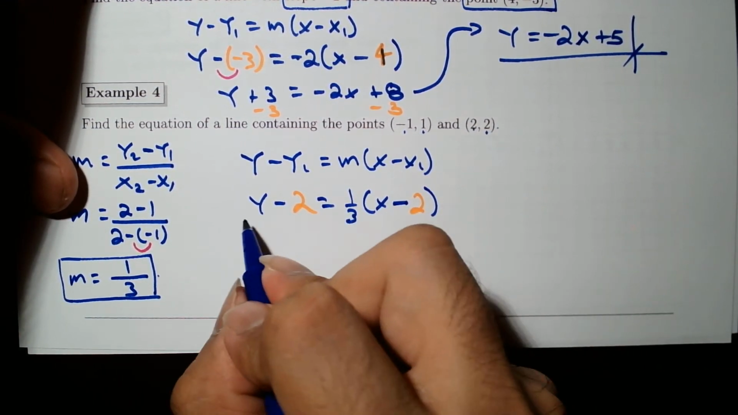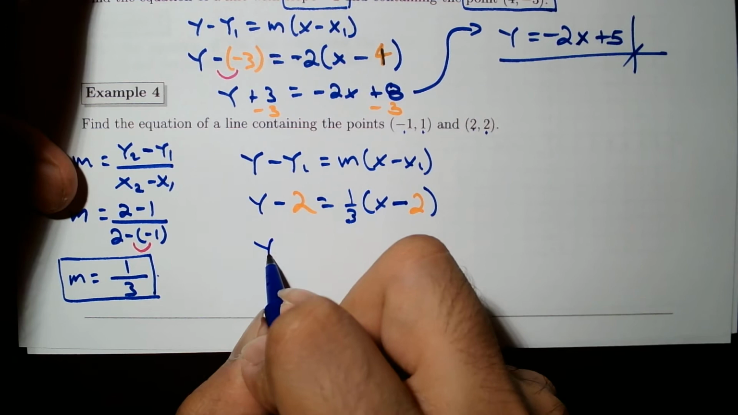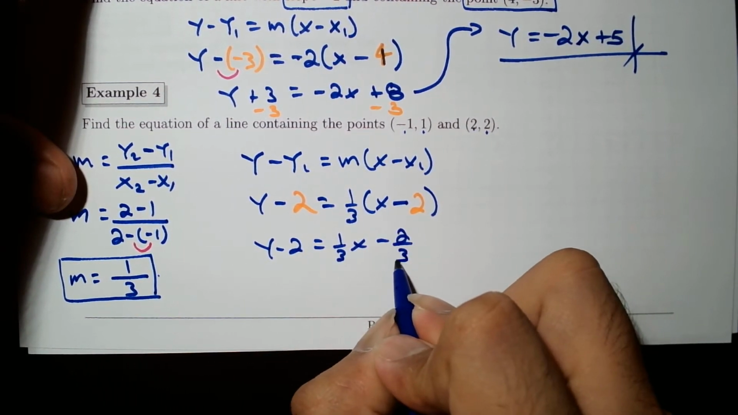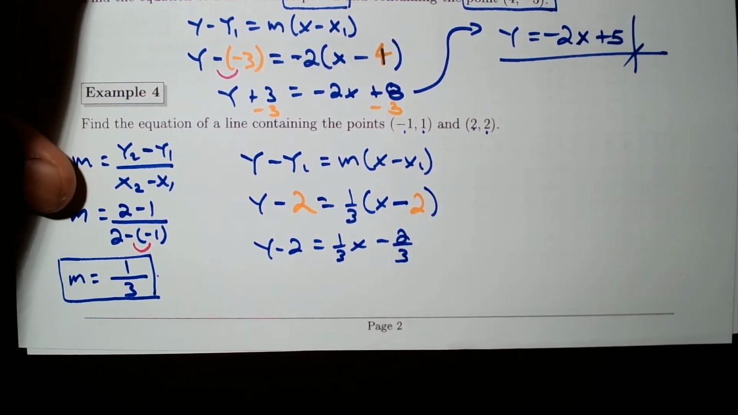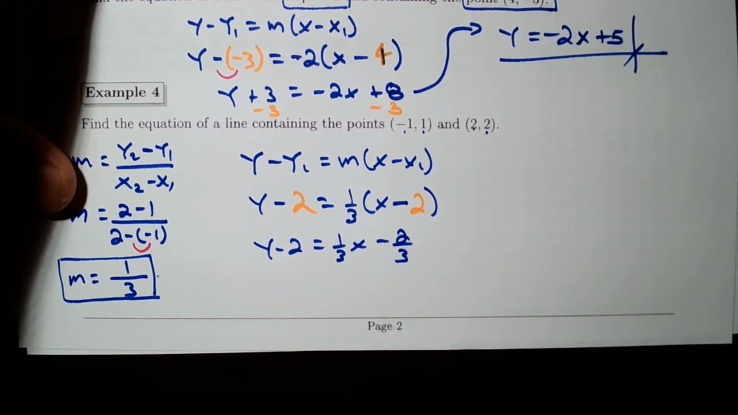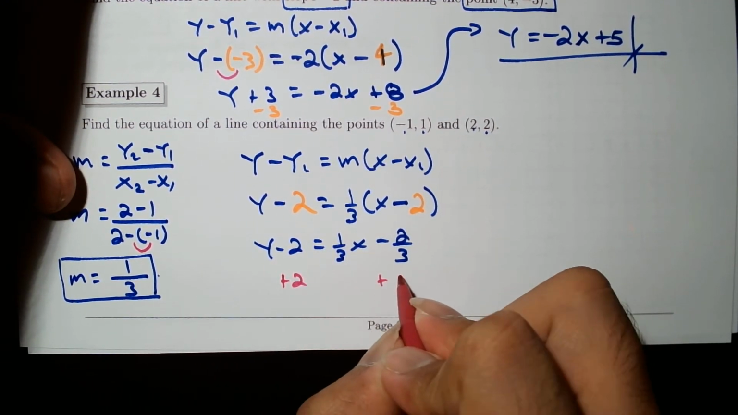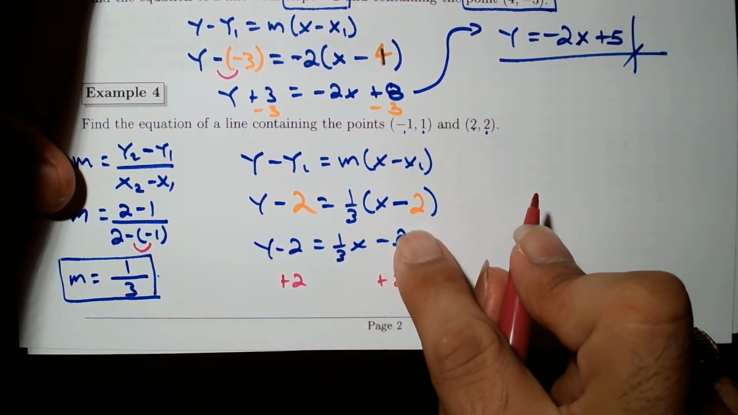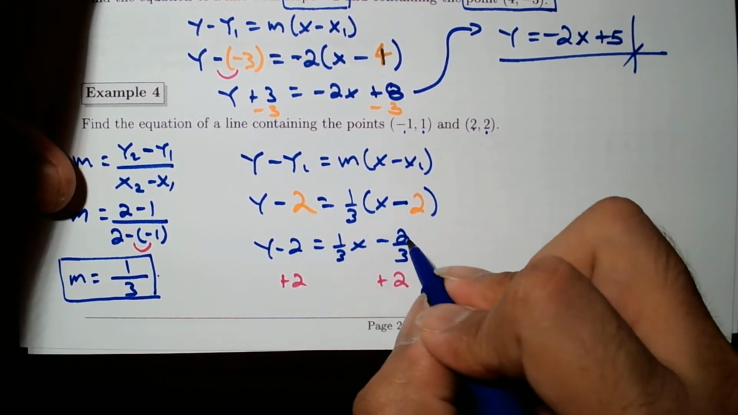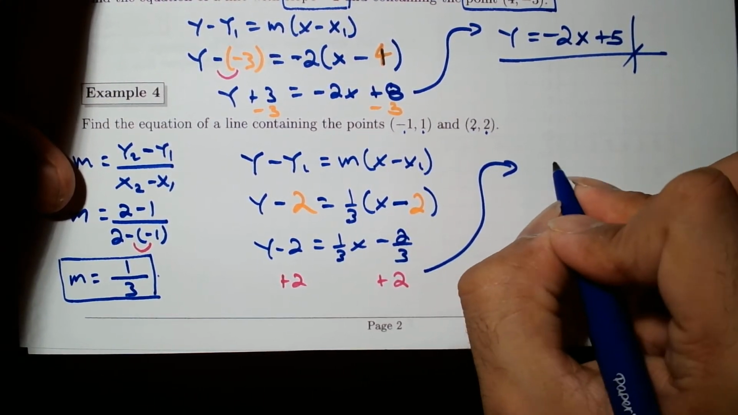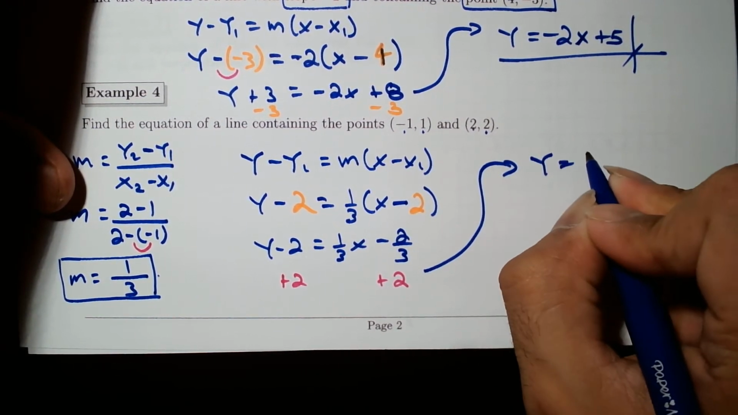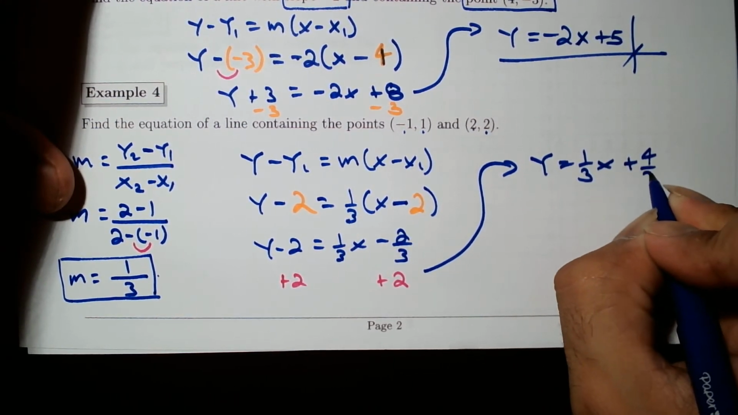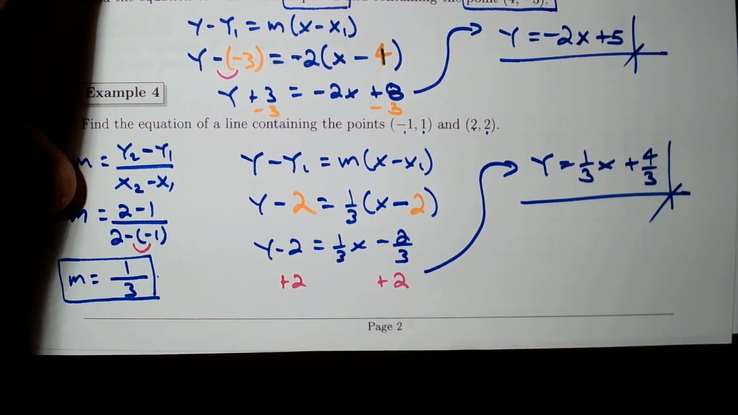So I'm going to distribute this 1/3, so y minus 2 equals 1/3 x minus 2/3. The only thing we need to do now is add 2 to both sides. When we add 2 to both sides, 2 times 3 is 6, minus 2, that's going to be 4/3. And that's the final answer.